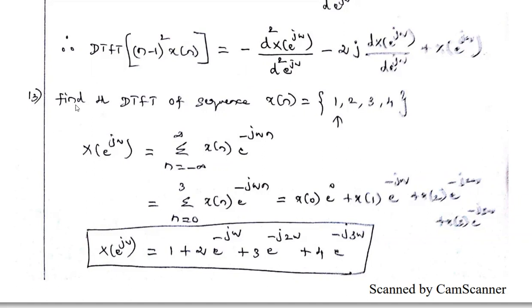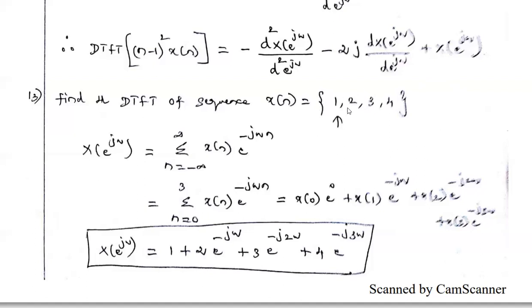So the question is, find the discrete time Fourier transform of the sequence x of n equal to 1, 2, 3, 4. You know this is the discrete time sequence structure. Under this one there is an arrow. What is the meaning of this arrow? This arrow indicates this is the value of x of n at n equal to 0, that is the origin. If you want to draw the x of n graph, along the x-axis we take n value, along the y-axis we take amplitude. At n equal to 0, what is the amplitude? 1.